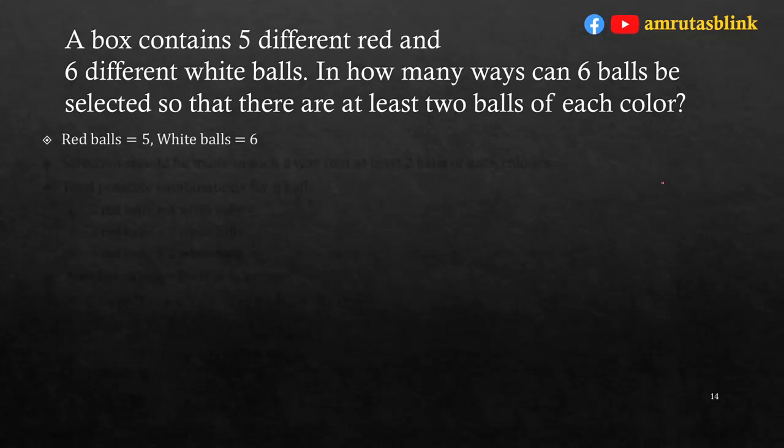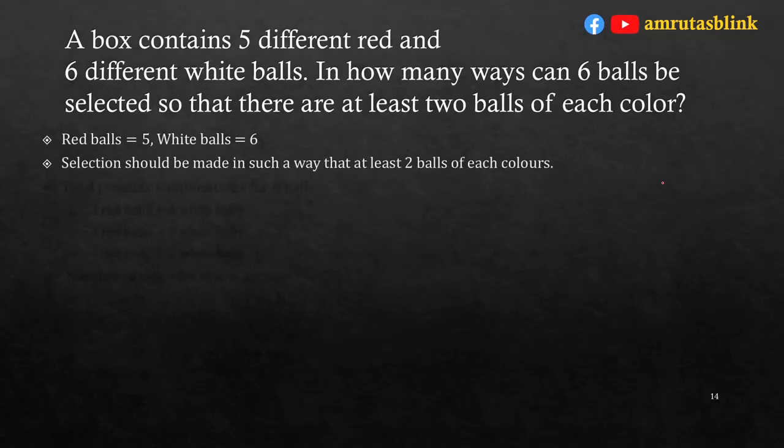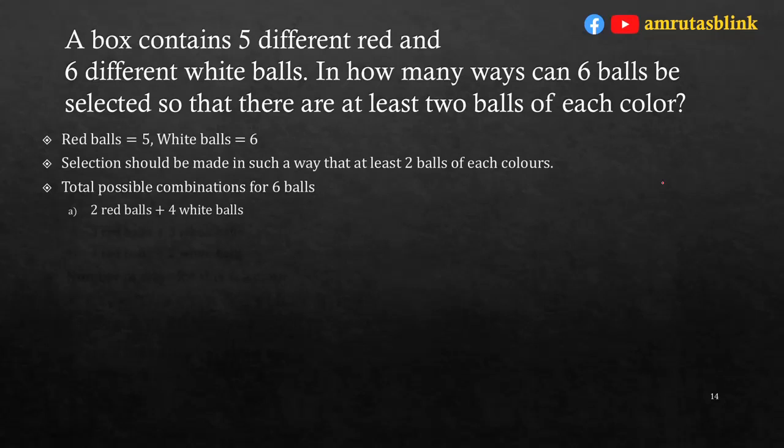How many balls are there? There are 5 red balls and 6 white balls. So red balls is equal to 5 and white balls is equal to 6. Now what we need to do is select 6 balls in which at least 2 balls of each color should appear. So how many total possible combinations will be there?